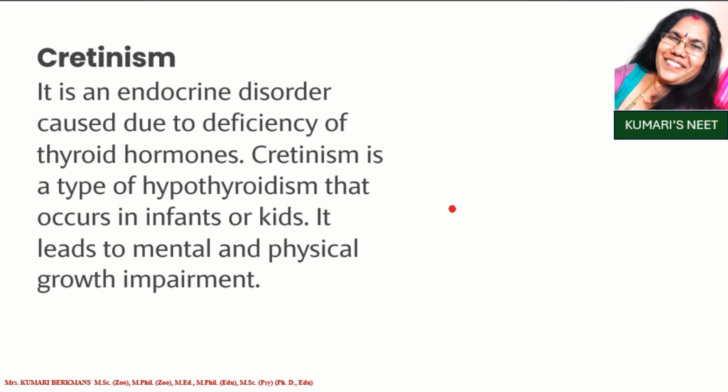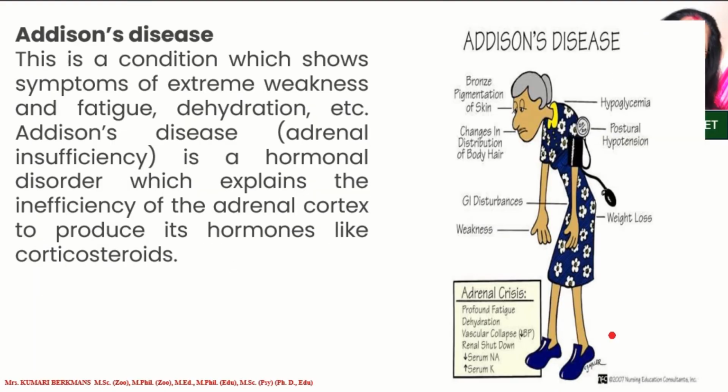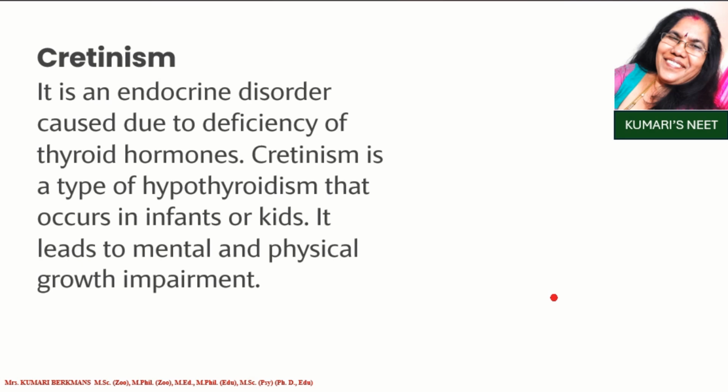Then cretinism. It is an endocrine disorder caused by deficiency of thyroid hormone. So cretinism is a type of hypothyroidism. Hyper, we have seen, that is goitre. Hyper means excess secretion. This is due to hypo. Cretinism is due to hypothyroidism. It occurs in infants or kids, and it leads to mental and physical growth impairment.